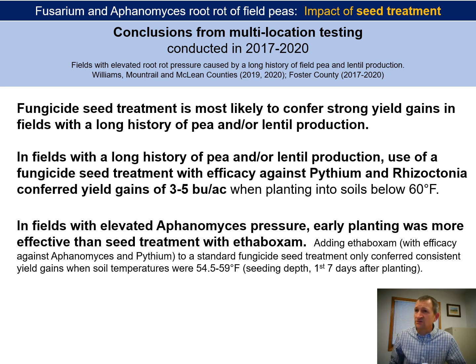If you plant into the cold soils, you give the peas a running start where they can get established with minimal root rot pressure, and then they only have to deal with the root rot as they get bigger. And that really helps your yield potential.